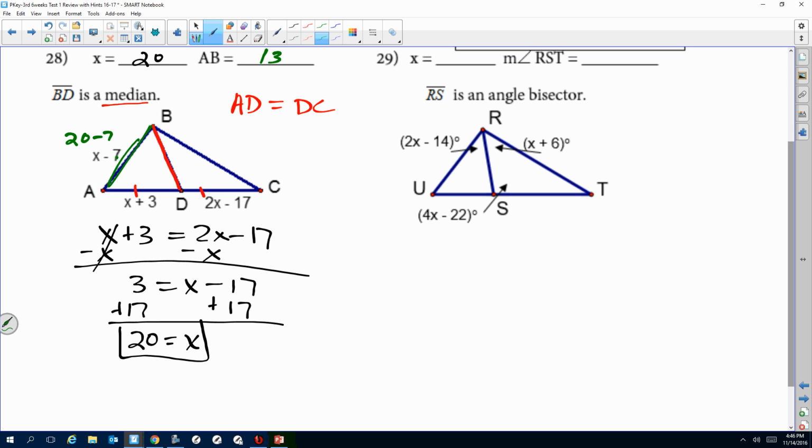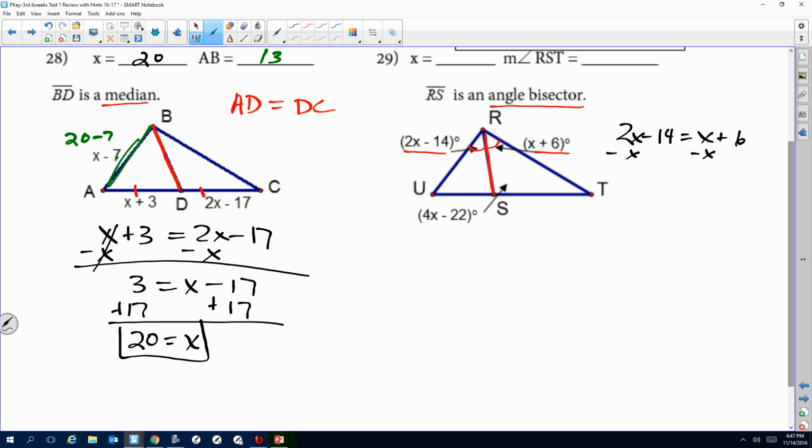Okay? So we're using what they tell me about the special segment to set up the equation. On this next one, they tell me RS is an angle bisector. Here's RS. So that means it's bisecting the angle URT. That lets me know that this expression for this side of the angle is equal to the other side of the angle. Excuse me. So hopefully we set up our equation as 2x minus 14 equals x plus 6. Okay, very good if you did that. Let's go ahead and solve for x.